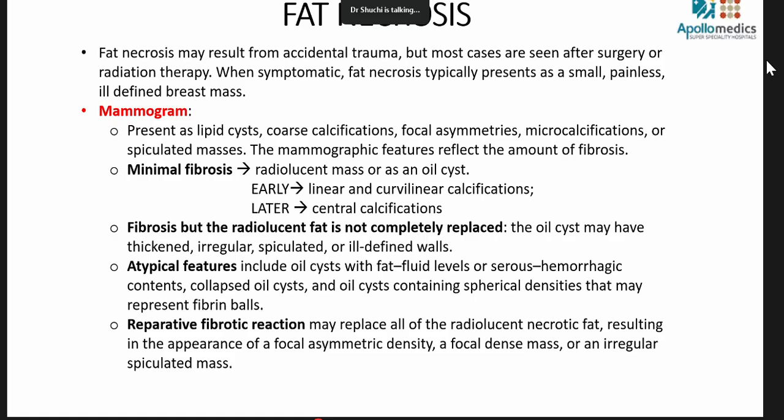Early on you can get linear or curvilinear calcification. Later on, you can get central calcifications. In this, fibrosis is there, but the radiolucent fat is never completely replaced, so you might be able to appreciate that. Then atypical features would be fat-fluid levels, serous or hemorrhagic content, a collapsed oil cyst, or an oil cyst containing spherical densities. Reparative fibrotic reaction may replace all of the radiolucent necrotic fat, resulting in the appearance of a focal asymmetric density.